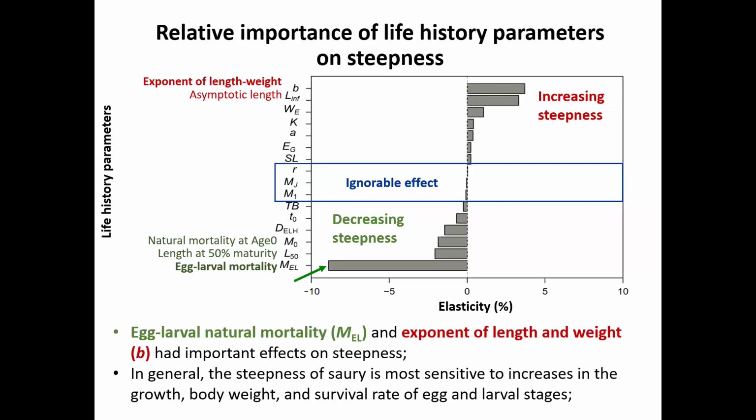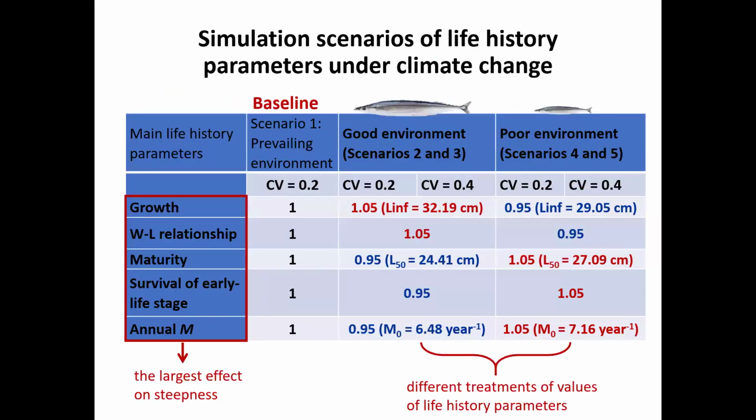Okay. So in general, the thinness of the saury is most sensitive to increasing the growth, the body weight, and the survival of the egg and the larva stage. And so we want to further understand if in different environmental scenarios, the thinness will change. So we want to understand the magnitude of the change of the thinness under the different climate scenarios.